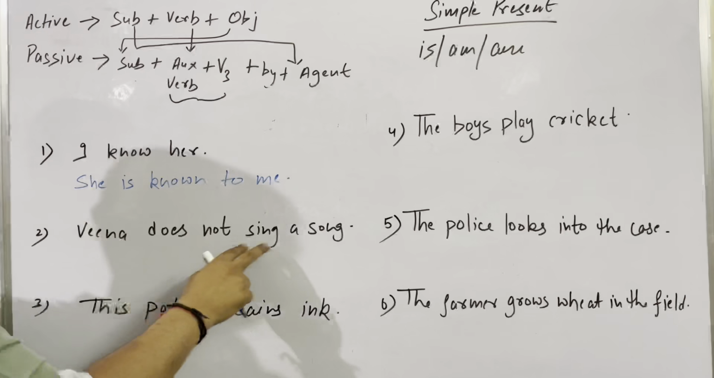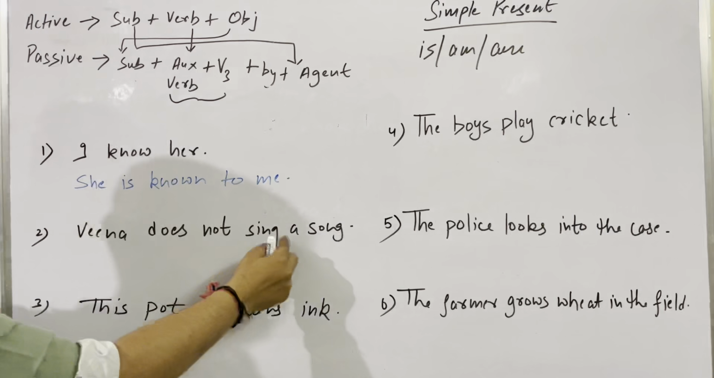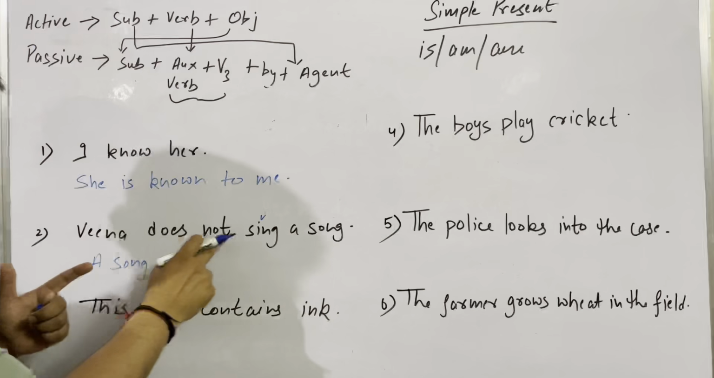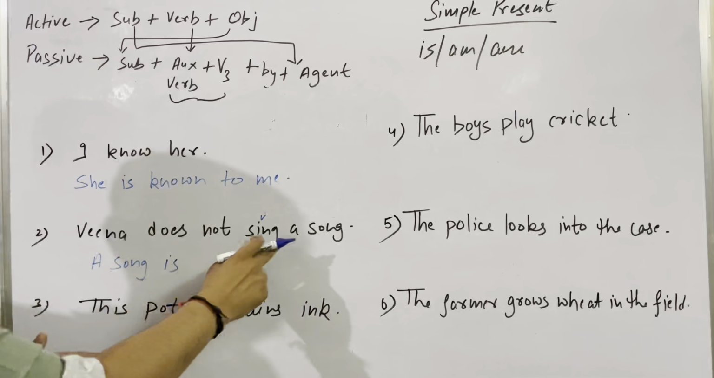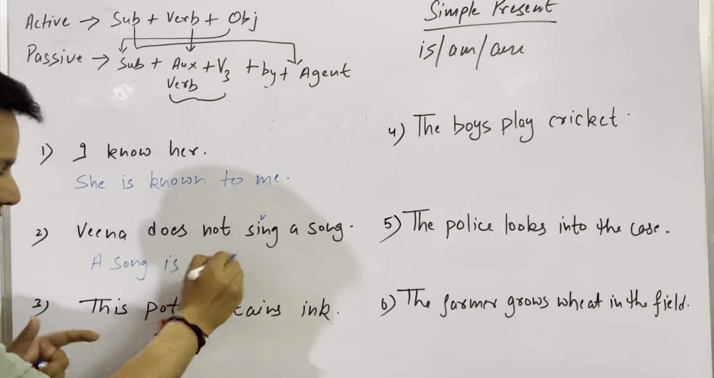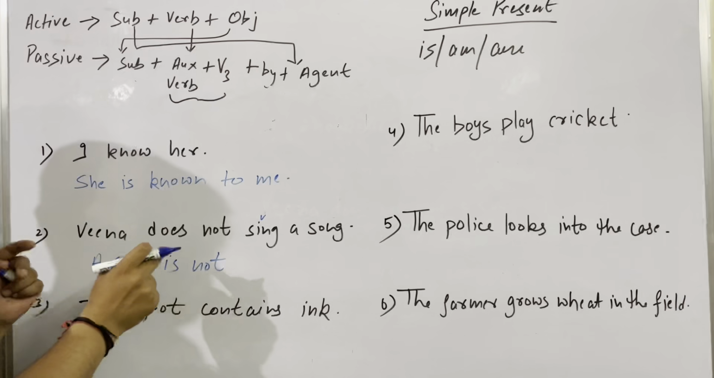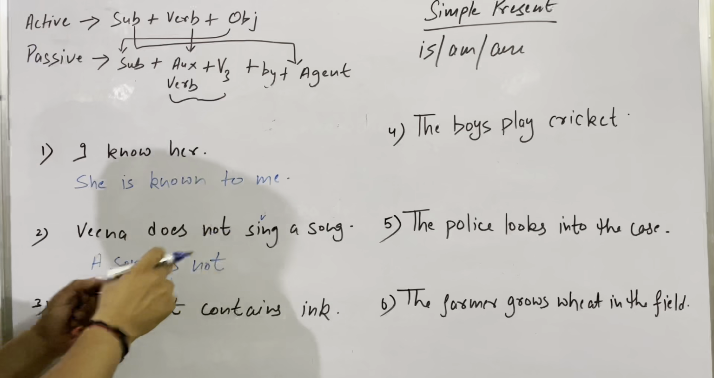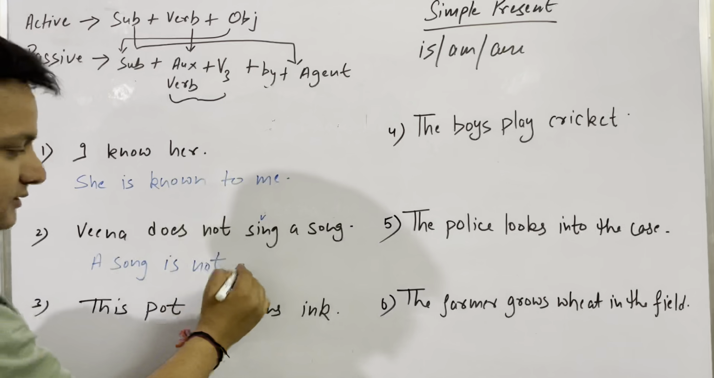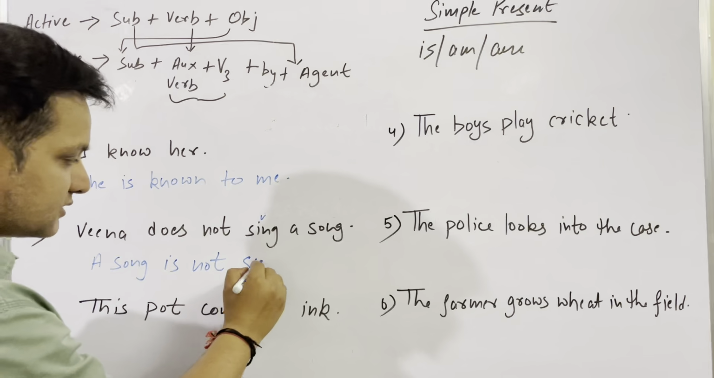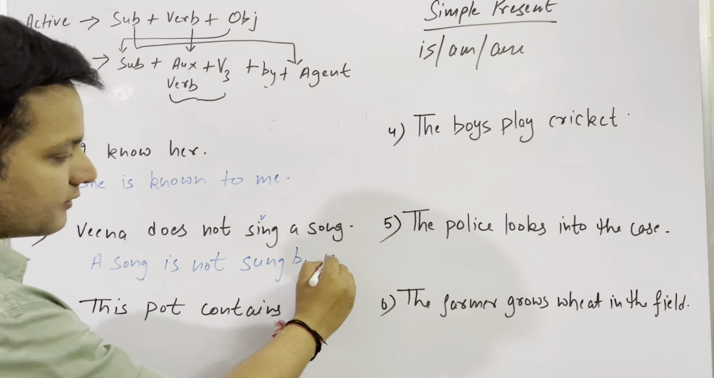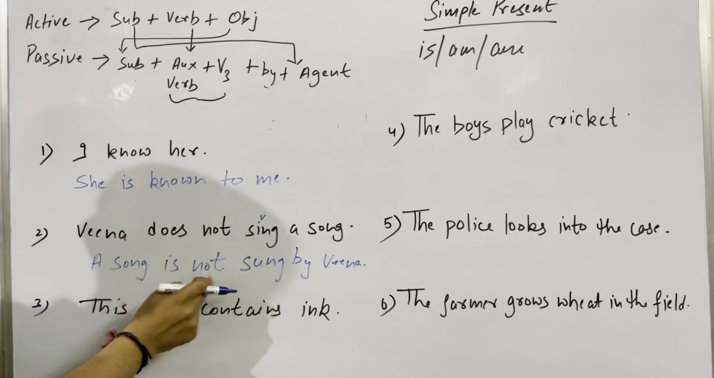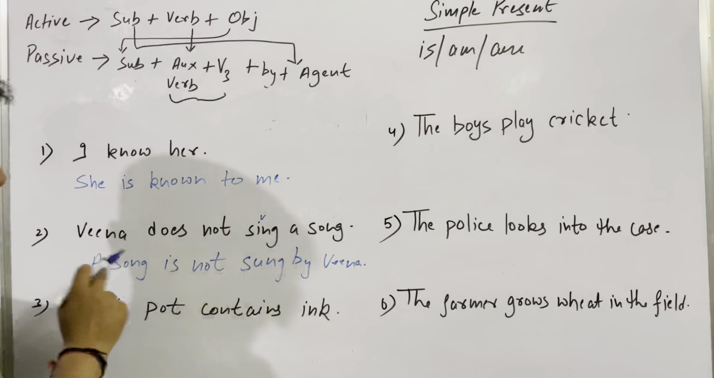Okay, Veena does not sing a song, right? A song is the object. Veena does not sing a song, it is a negative sentence. So a song is not. We have used is because of the singular object. A song is not sing, sang, sung. V3. A song is not sung by Veena. Simple. A song is not sung by Veena.